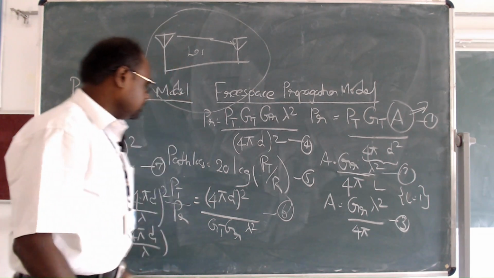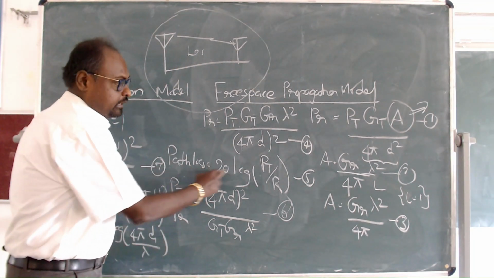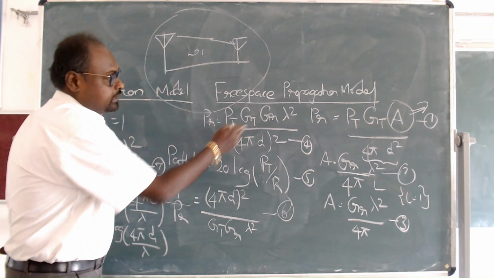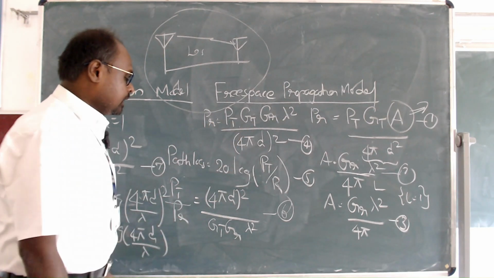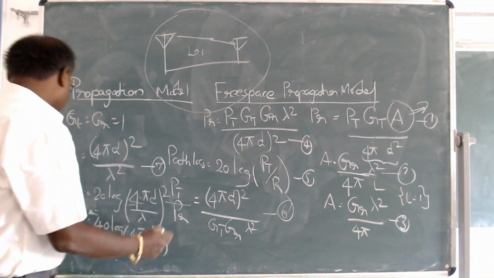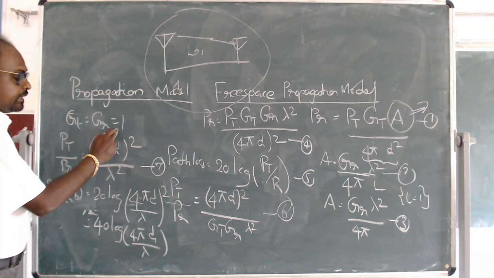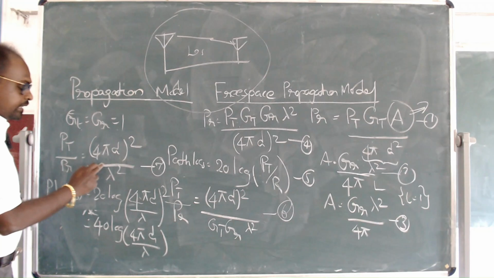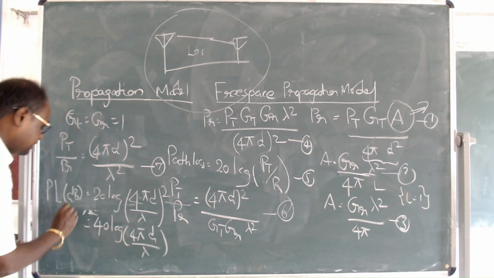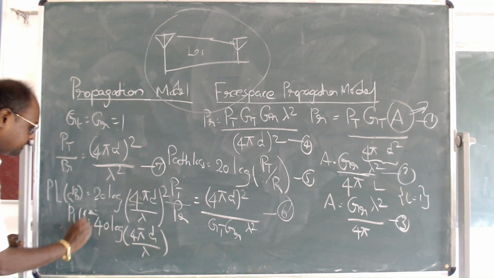Now the path loss is given by this equation. Path loss equals 20 log PT by PR. Now we are rearranging PT and PR in the equation and substituting here. One modification we are making is that we make the gain of the transmitting antenna and the gain of the receiving antenna unity. Finally, the equation will be in this form, in the logarithmic form. So this is the final path loss equation.